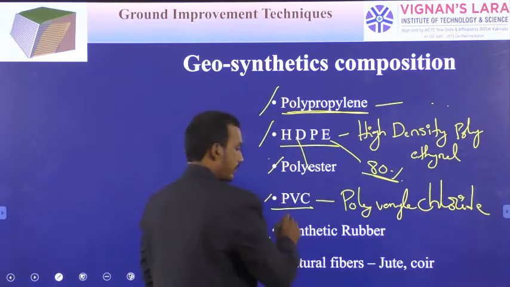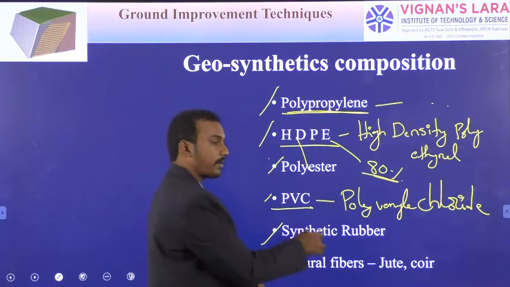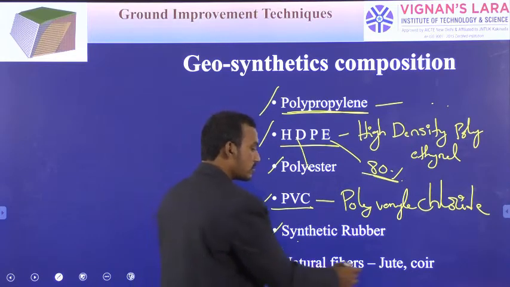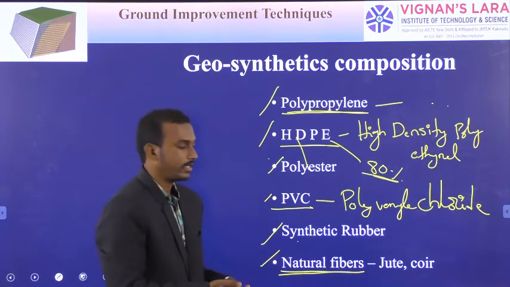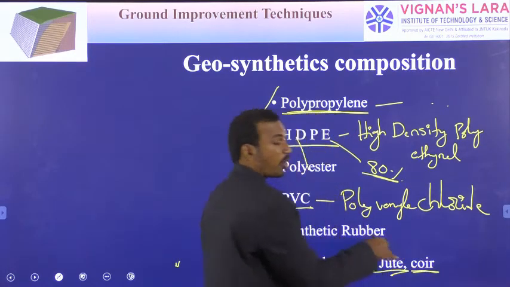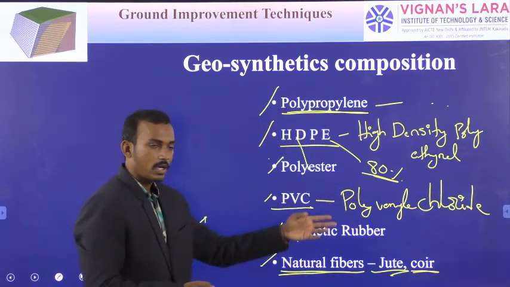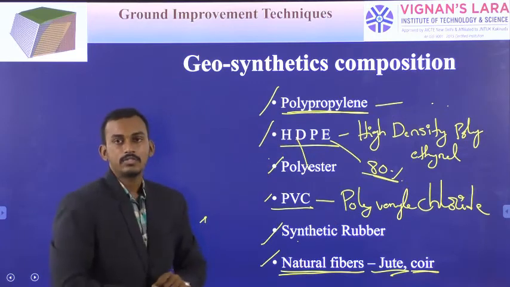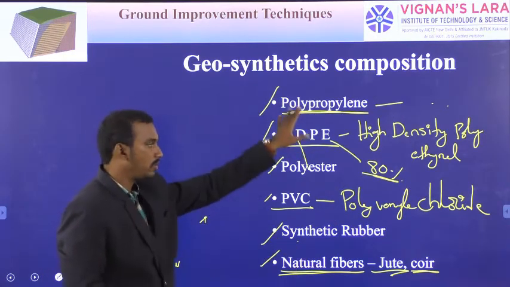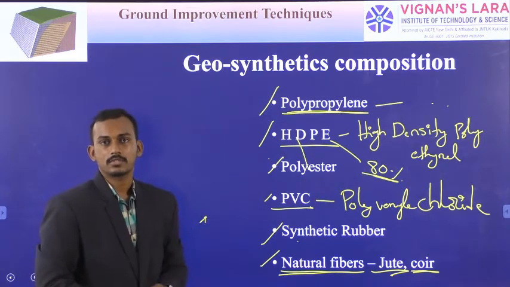And the next one is synthetic rubber or just a synthetic material. And it may also contain natural fibers like jute fiber or coir fiber. So these two can also be considered under a geosynthetics composition. So a general geosynthetics have these type of compositions.